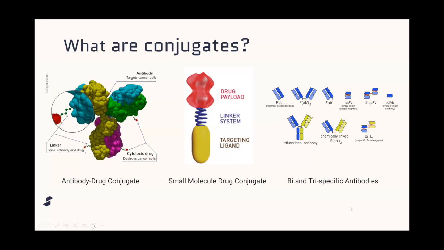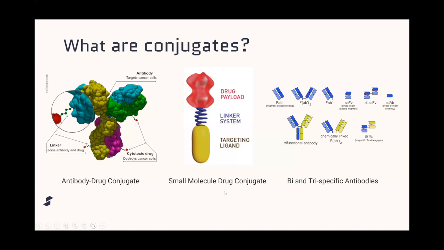In this screen, I have examples of 3 different types of conjugate system. A conjugate is essentially a combination of 2 or more entities that are usually connected by a linker. On the left-hand side, I have an example of an antibody drug conjugate, which has a cytotoxic payload or a drug that is connected to an antibody via a linker. And the idea here is that the antibody will attack a target cancer cell with a specific antigen, and it can deliver the payload or the warhead to destroy that cancer cell.